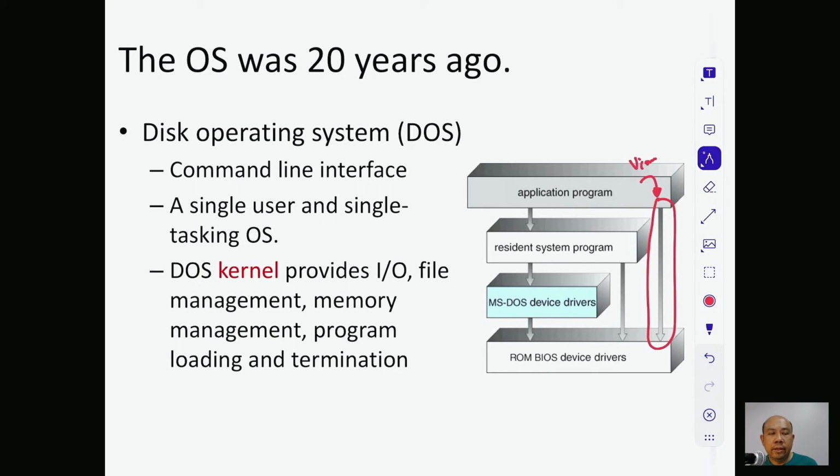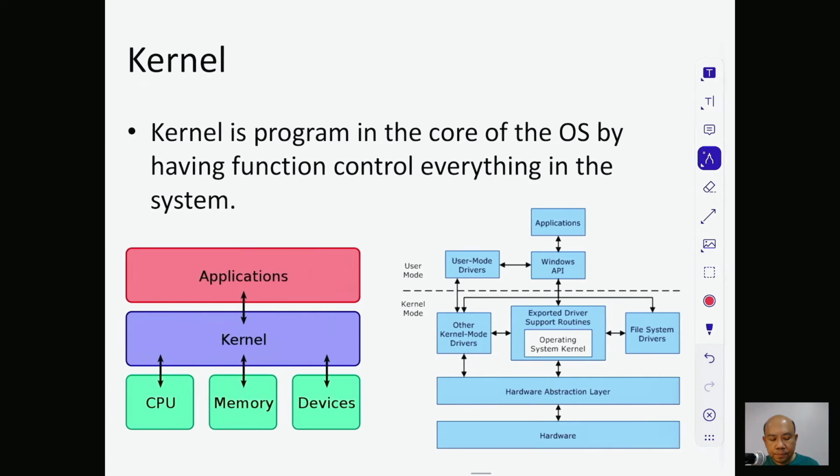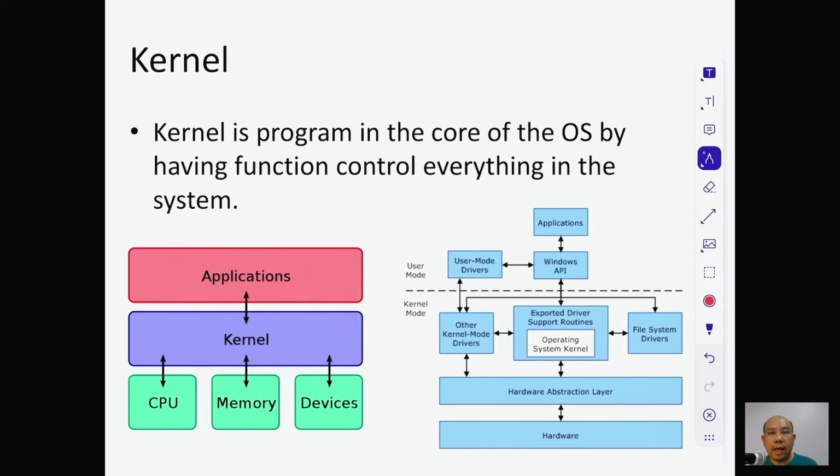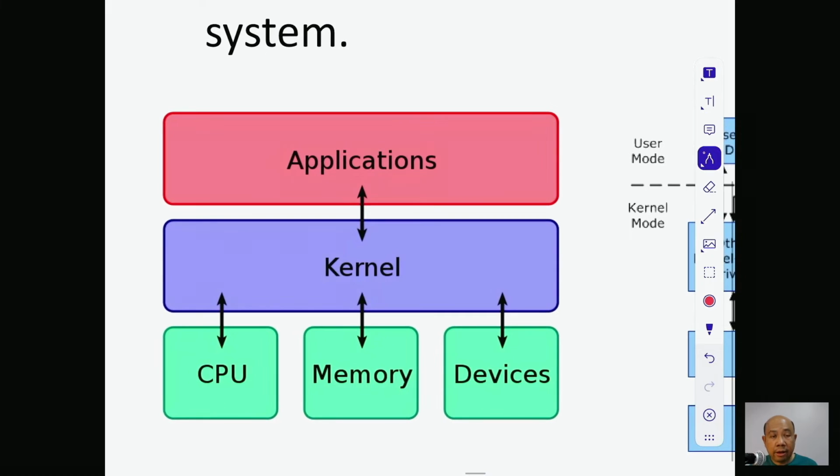I have a new word: the DOS kernel provides I/O. What is a kernel? A kernel is a program at the core of the operating system. That means the core program of the OS has functions that control everything in the system. This is the kernel concept: the kernel connects to applications, and the kernel also connects to all the hardware in the system.